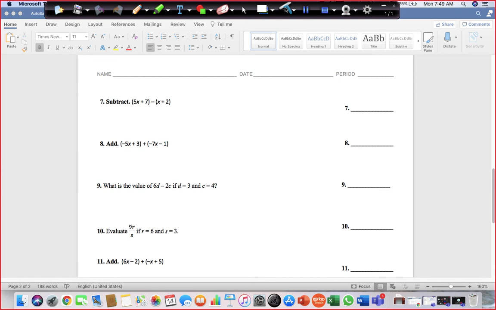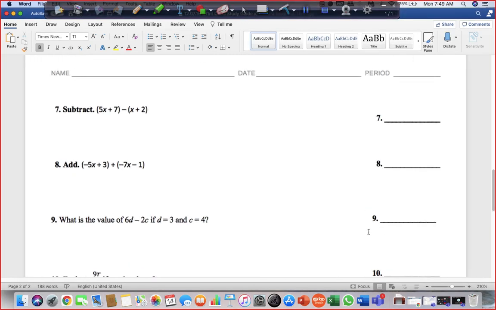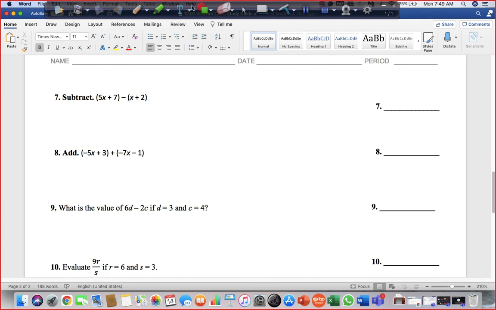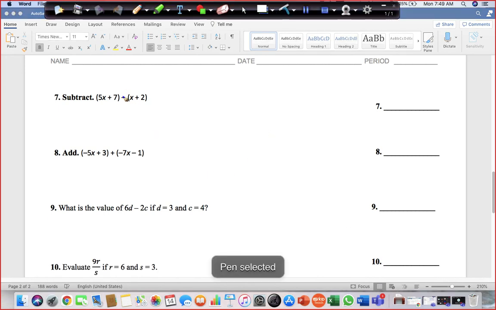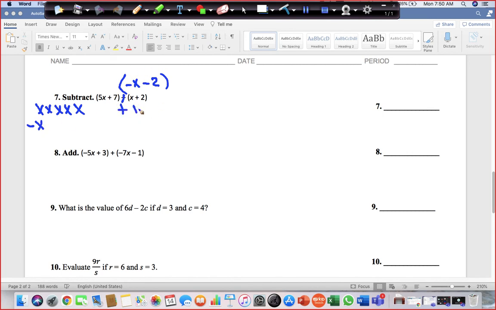Number 7 is a subtraction problem. Okay, so we are going to change the subtraction to addition and change the sign of the second parentheses. So this becomes a plus sign, and this becomes a negative x minus 2. So we have 5 x's. That's 1, 2, 3, 4, and 5. Those are all positives. And we have 1 negative x in the second parentheses. And then here we have positive 7. So 1, 2, 3, 4, 5, 6, and 7.